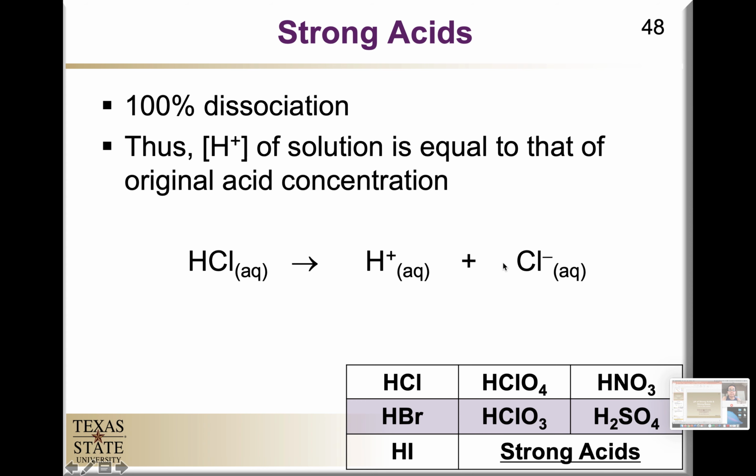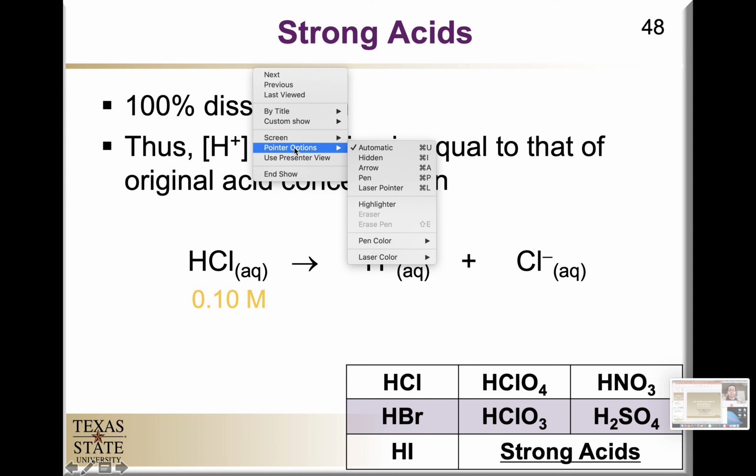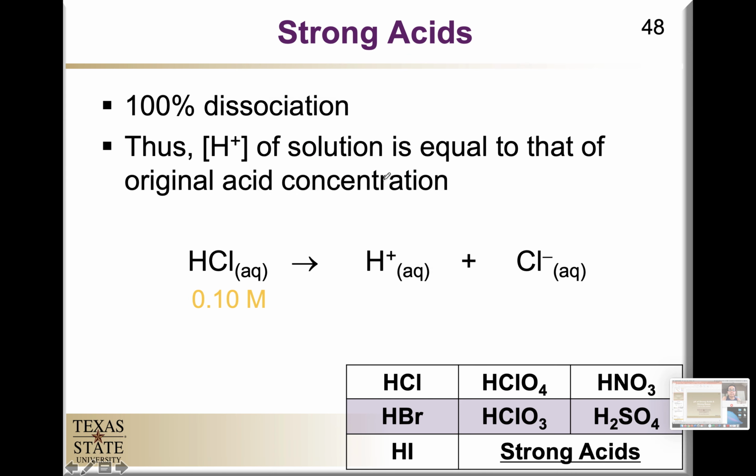All right, so first of all, remember that a strong acid is one that completely dissociates into ions when it is placed in solution. That means that the concentration of your hydrogen ions is going to be equal to the concentration of the original acid.